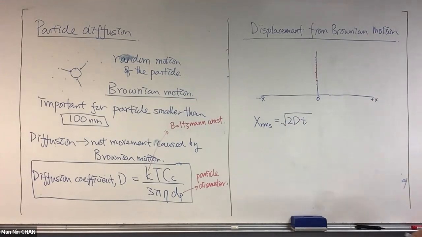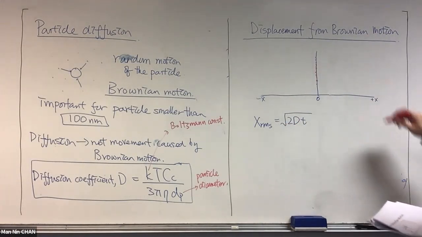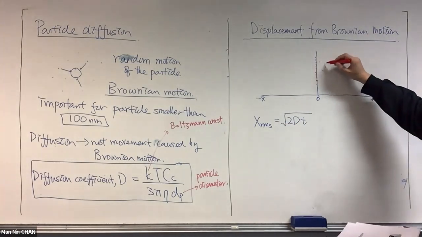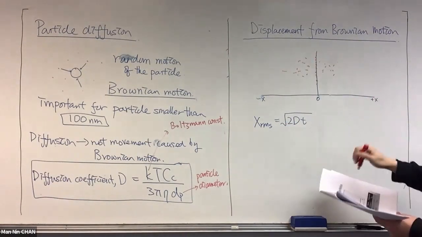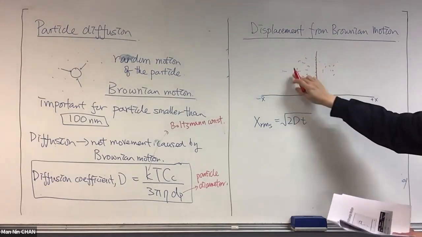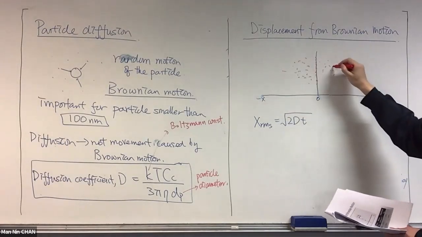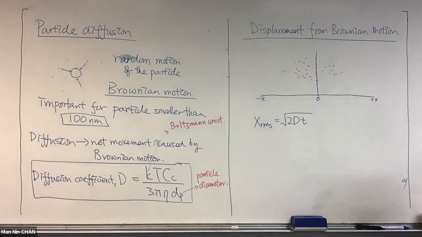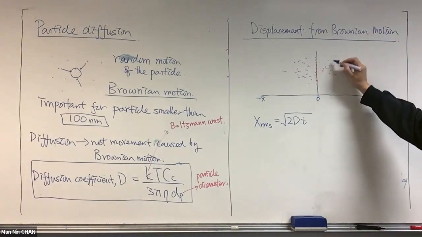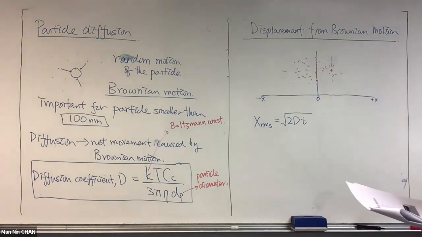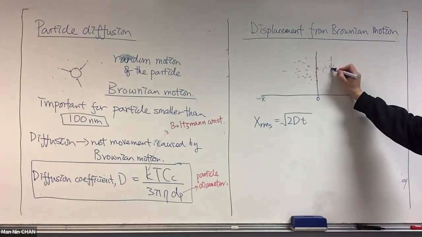Of course, you know that as time proceeds, some particles will move around, and some will be here. You can argue that the particles move randomly, and then we calculate what we call the root mean square distance.